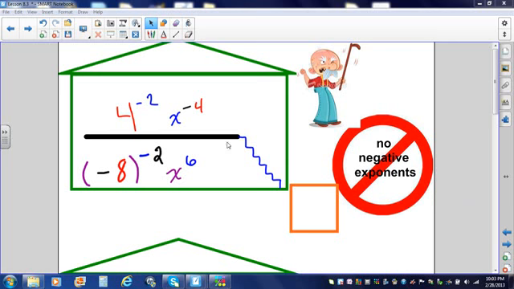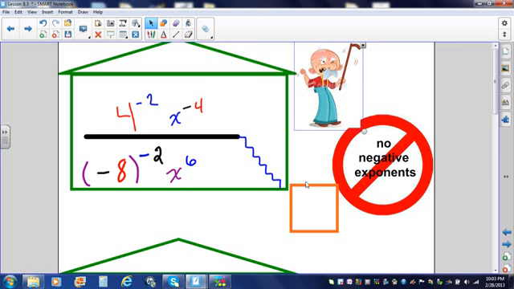So here's our problem. I drew a house around it. We have the grumpy old man because you keep making the 4 to the negative 2 power go up and down the stairs. He's grumpy. He doesn't want to walk up the downstairs all day long.